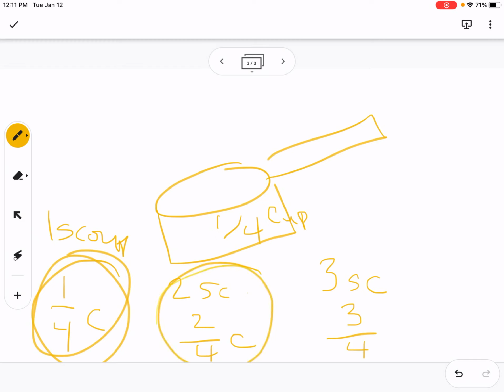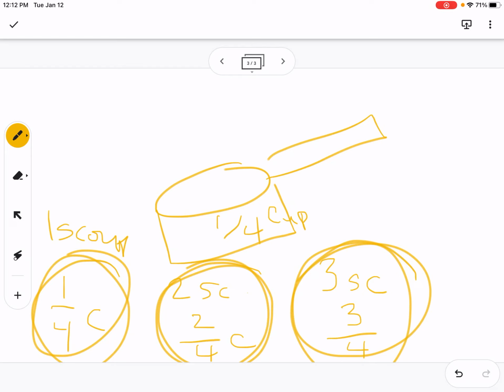The second one here means a different bowl. I went into the flour bag and got out 2 scoops. So I've got 2 out of the 4 parts to make a whole. Different situation, different recipe. It's asking me to go into the bag 3 times to get 3 scoops out. The first scoop was 1/4. The second scoop, now I've got 2/4. The third scoop, now I've got 3/4 of a cup of flour.